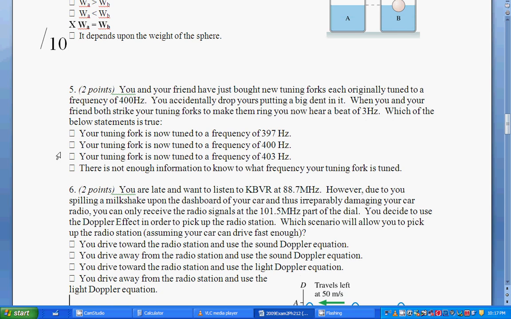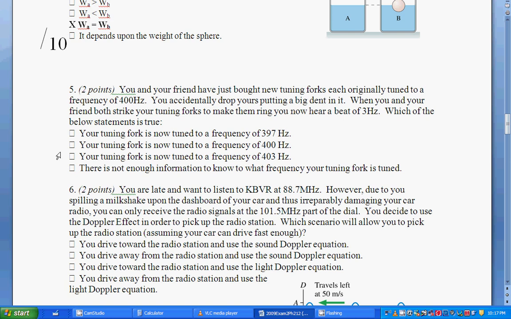You and your friend have just bought new tuning forks, each originally tuned to a frequency of 400 hertz. You accidentally drop yours, putting a big dent in it. When you and your friend both strike your tuning forks to make them ring, you now hear a beat of 3 hertz. The whole beat thing's kind of cool, I think. Which of the below statements is true?